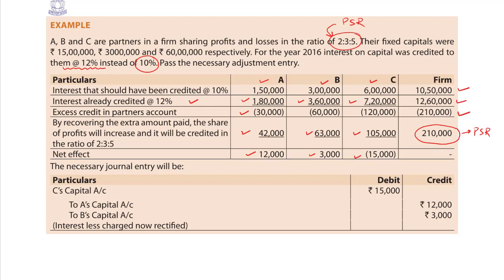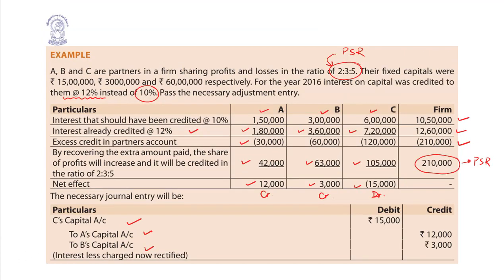So the necessary entry would be C's account would be debited and A's account and B's account would be credited. C's capital account debit 15,000 to A's capital account 12,000 to B's capital account 3,000. I believe you understood this example. Let us move ahead.